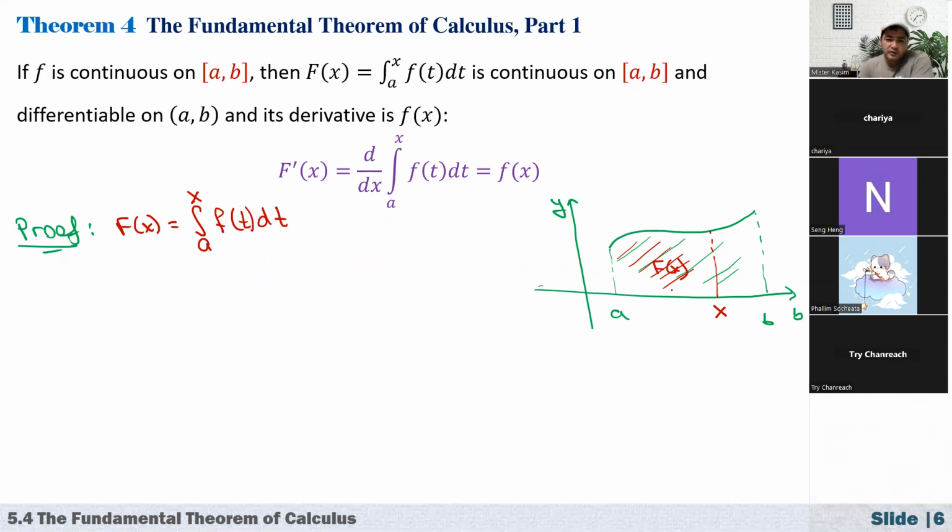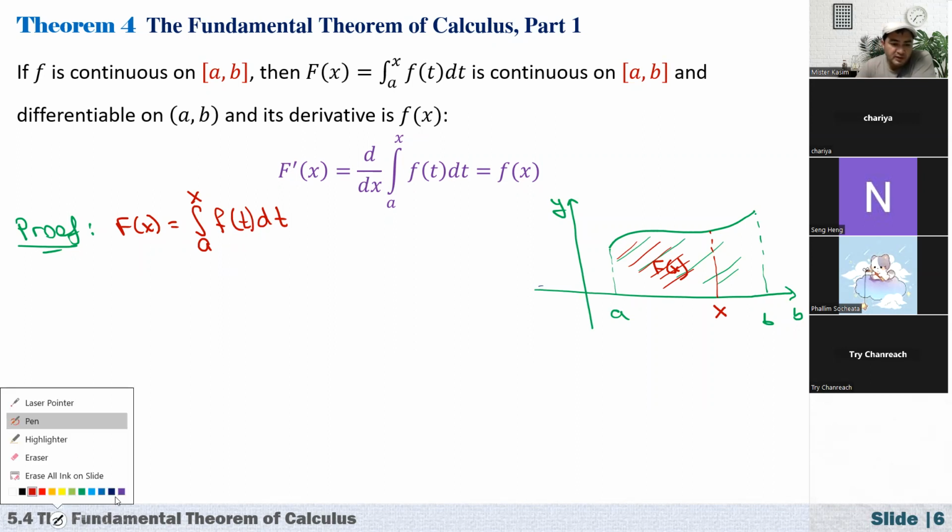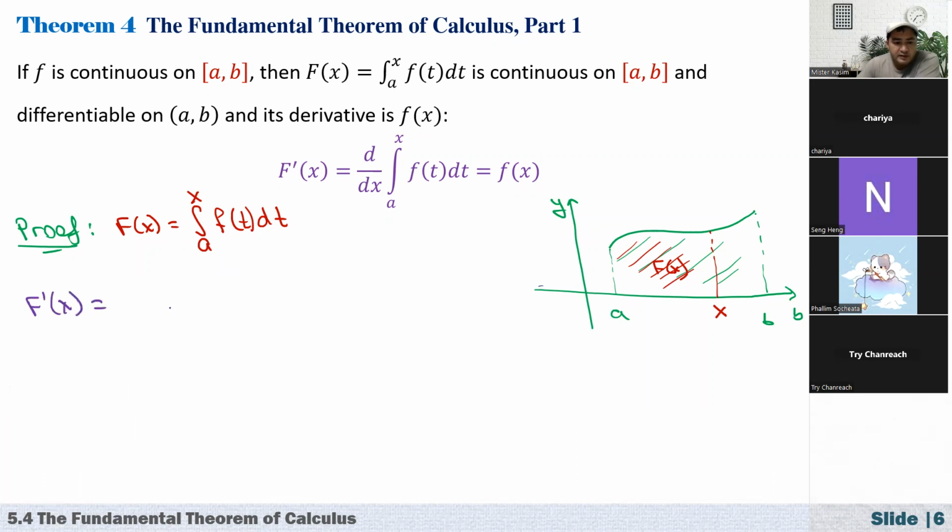Okay, so what I am going to show here is that if you differentiate this capital F of x, I'm going to get this lowercase f, right? So by definition, what is the derivative, F prime of x? This F prime of x by definition is equal to the limit as h approaches 0 of F of x plus h minus capital F of x, over h, right? Now if you look at this expression, the numerator, F of x plus h minus F of x, what is it? It's the difference between these two areas, right?